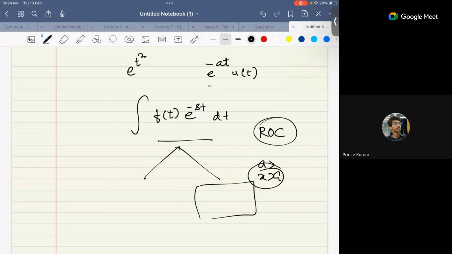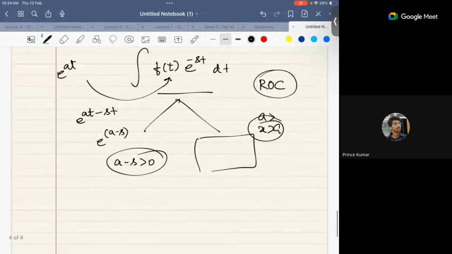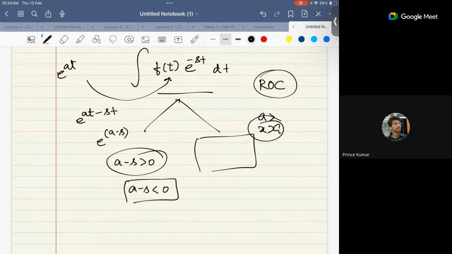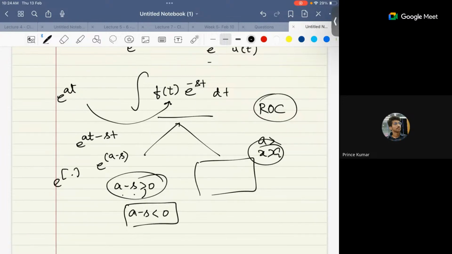Okay, let's take, for example, e to the power minus at. Take the e to the power at signal itself, whenever you do the transform, you have e to the power at minus st, right? So that means the exponent will be a minus s, correct? If a minus s is greater than 0, for those cases you will not be able to, because the integration will not come out to be some finite value. But if a minus s is less than 0, for those cases you will be able to calculate the Laplace. For a minus s greater than 0, this will be e to the power some positive value, and then the integration will not be finite.